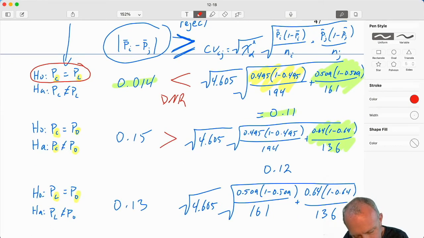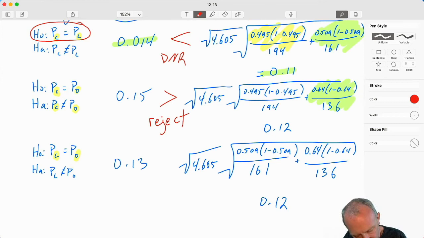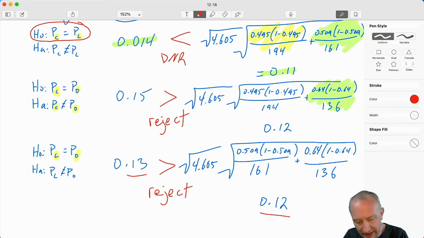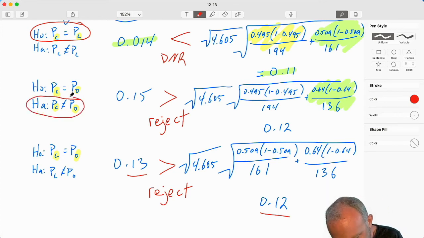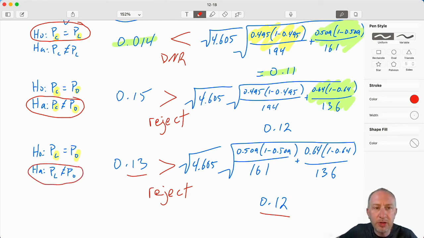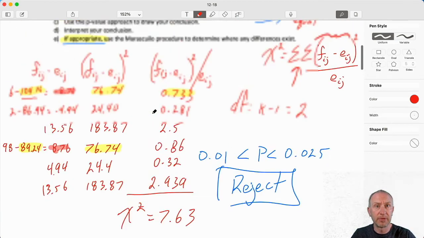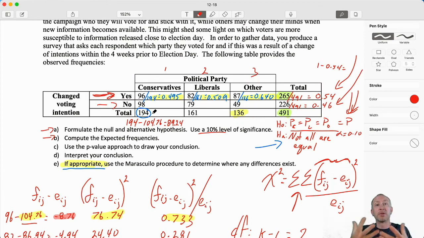Finally, here, I can say, yes, that one is larger. I'm going to reject. This one also is larger. I'm going to reject. And so in these two, I have evidence to show that the proportion of voters who voted for another political party, the proportion of those voters who changed their voting intention within the last 4 weeks up to the election is different from the corresponding proportion for those who voted conservatives and liberals.